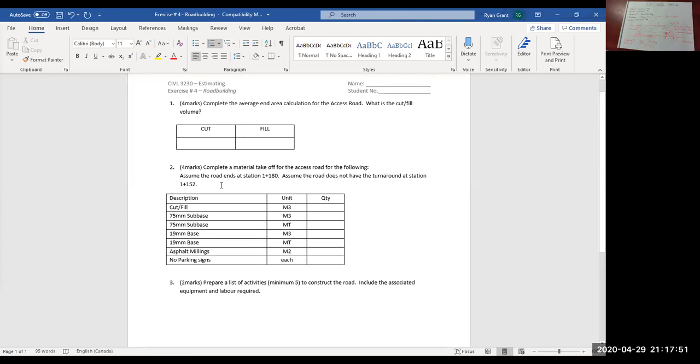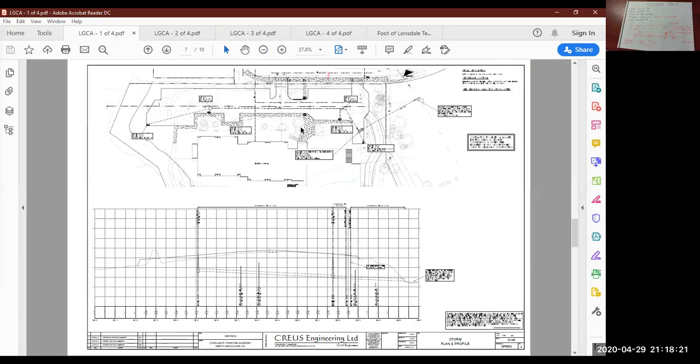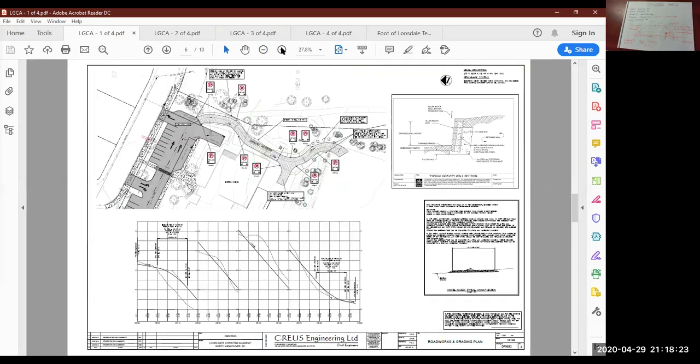Okay, so assume the road ends at 1 plus 180. You'd have to look at your drawings to see what I mean by that. And assume the road does not have a turnaround. Maybe I should show that. So assume the turnaround at 1 plus 152 is not there. So where are we here? Right here. So back to the drawings. Go to the access road, which is here.